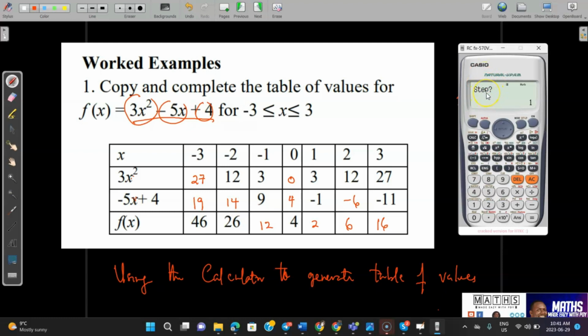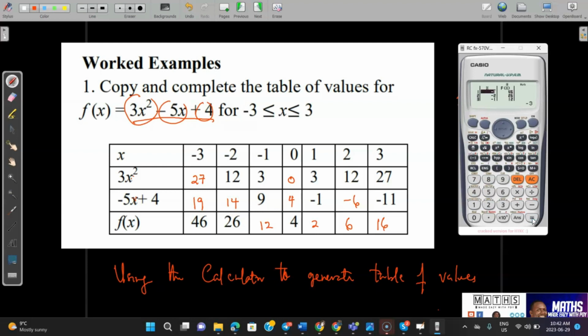The step tells you the difference between one x value and the other. So from the table, you remember the x values began from -3, came to -2, -1, 0, 1, 2, 3. So what is the difference between one x value and the other? It is 1, right? Yes, please. So you key in 1 and press the equal to button. Please, are you all ready? Yes, please.